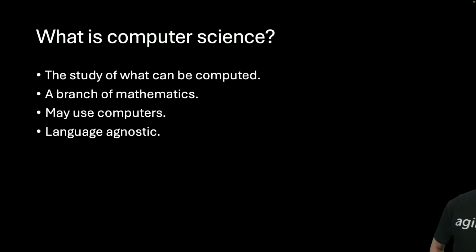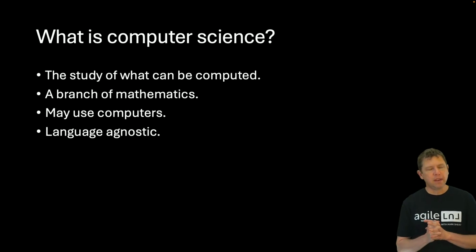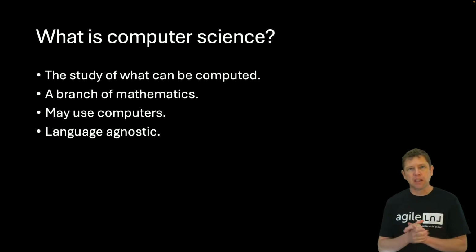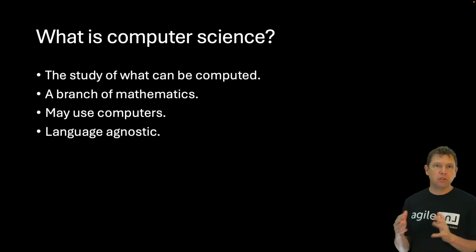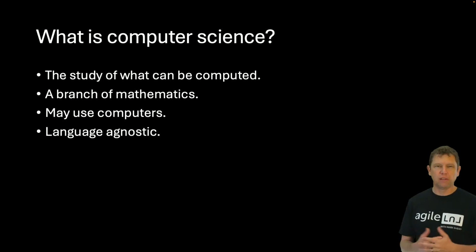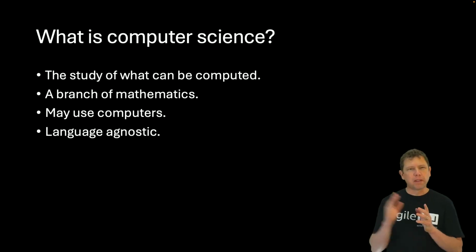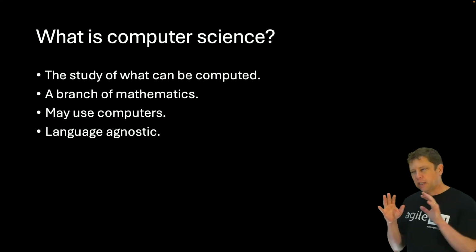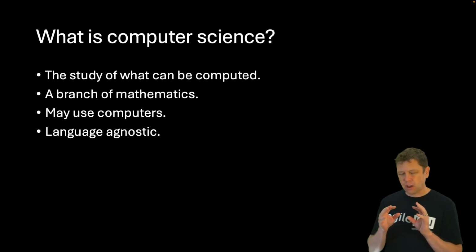So first of all, I wanted to answer a few questions. What is computer science? Because there are a lot of these terms and they mean slightly different things. Computer science is the study of what can be computed. It's a branch of mathematics. It may use computers, but that's usually incidental to what you're studying. It's very much the theory behind things.